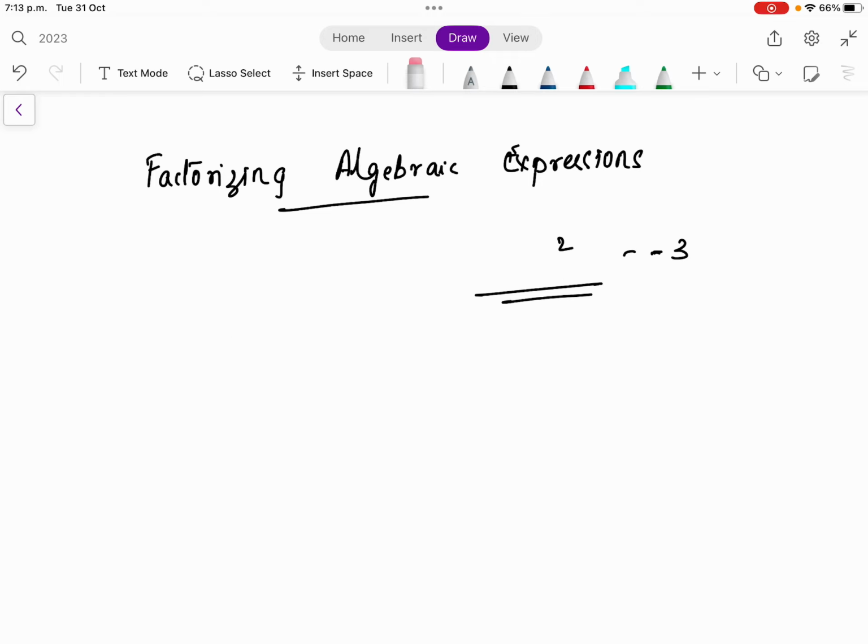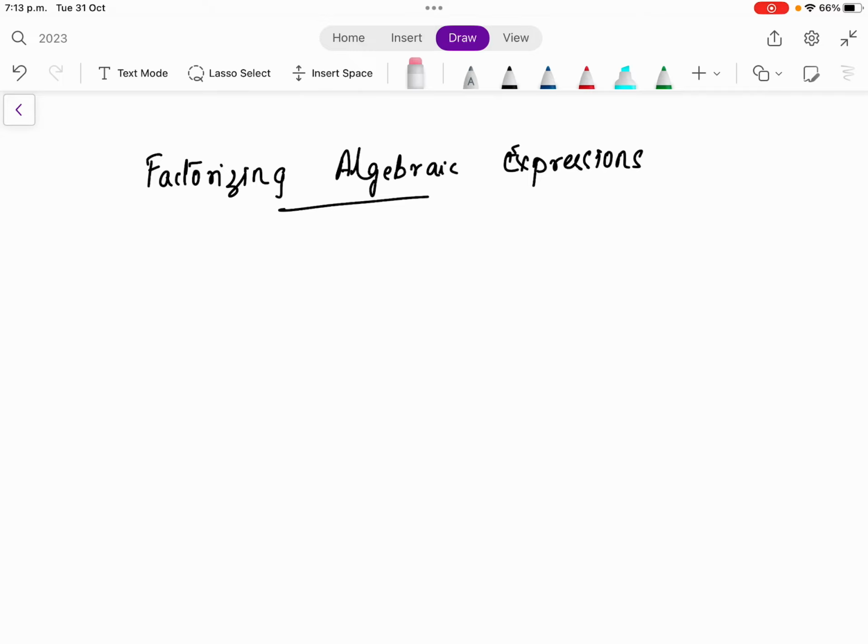Now factorizing is very important when you need to solve an algebraic equation. Only if you factorize it will you be able to solve and find the value of x. Now there are multiple methods we can use to factorize. The first one is finding the highest common factor.